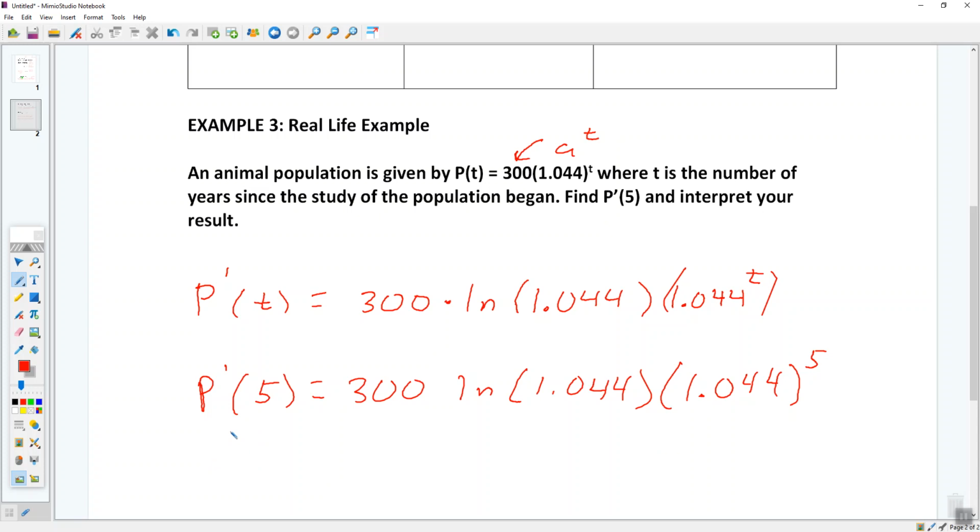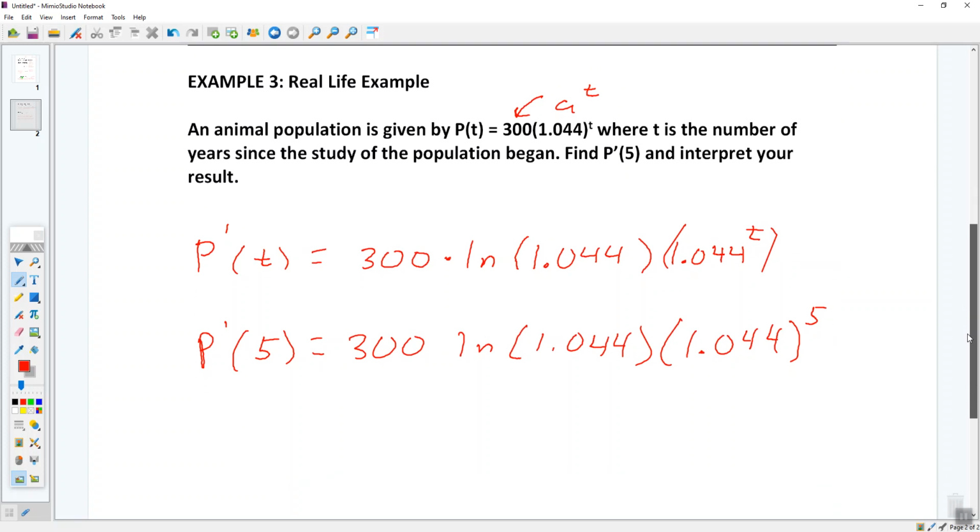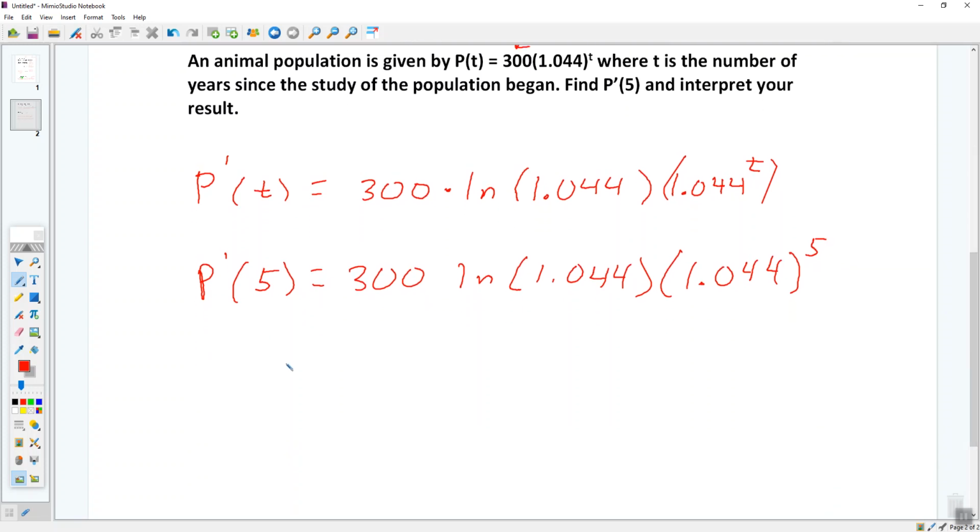So what's the initial population here, kids? 300, so it's possible. I bet it is. 300 times the natural log of 1.044 times 1.044 to what power again? I got 16.02. Is that what you guys got? Yeah, that's what I got. Okay, so what this means, guys, is this. 5 years after the study, I'm just going to write down, can we just put 16 here? Is that okay? Yeah. Okay, I got 5 years after the study then.